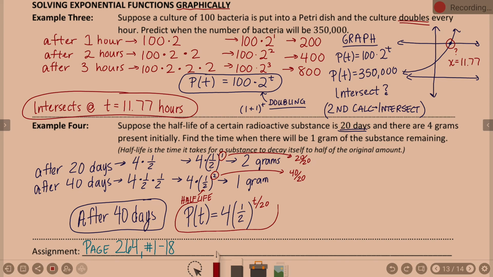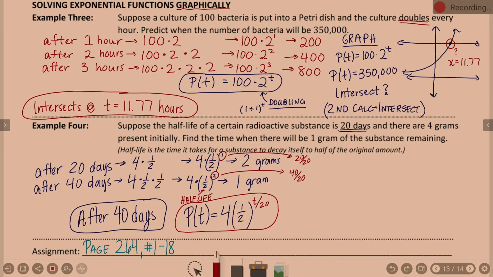And that comes down to, on the previous example, it was after 1 hour, 2 hours, 3 hours. On this example, it wasn't after 1 day, 2 days, 3 days. Each increment was 20 days. So if you're going to plug in 20 and 40, you have to divide by 20. Okay, so that would be the equation. Again, I know they didn't ask for an equation, but you have some equations in homework. Okay.